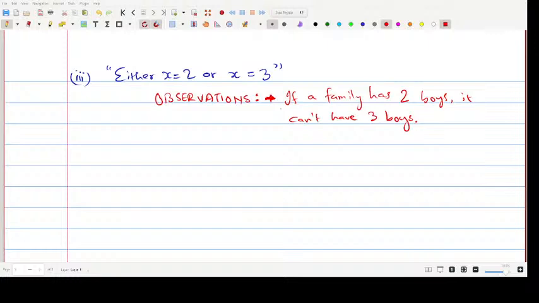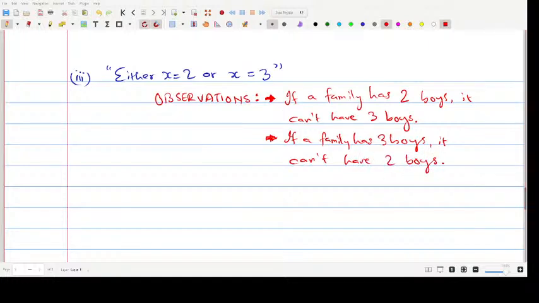The first observation is if a family has 2 boys, it can't have 3 boys. And the other observation is as follows. If a family has 3 boys, it can't have 2 boys, right? So this means that the event of a family having 2 boys and the event that a family has 3 boys are mutually exclusive of each other, right?